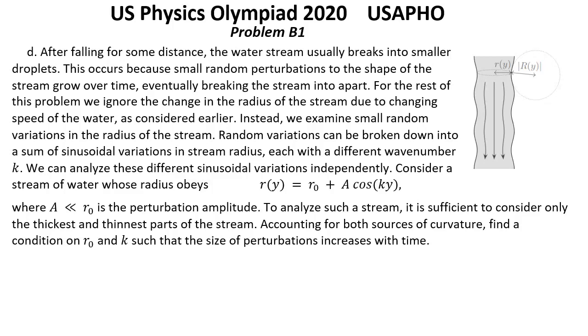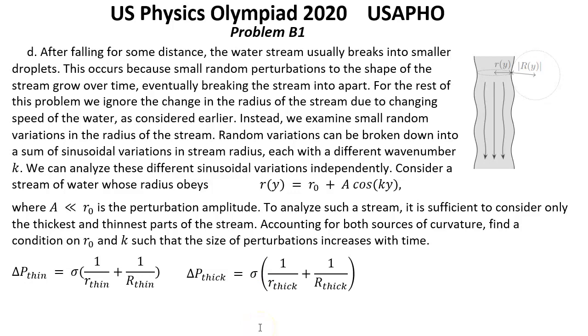We consider a small patch with a side length h on the surface of the stream at the thinnest part of the stream. The pressure is ΔP thin equals this expression, and at the thickest part this expression. We are looking for the wave numbers such that ΔP thin is greater than ΔP thick.